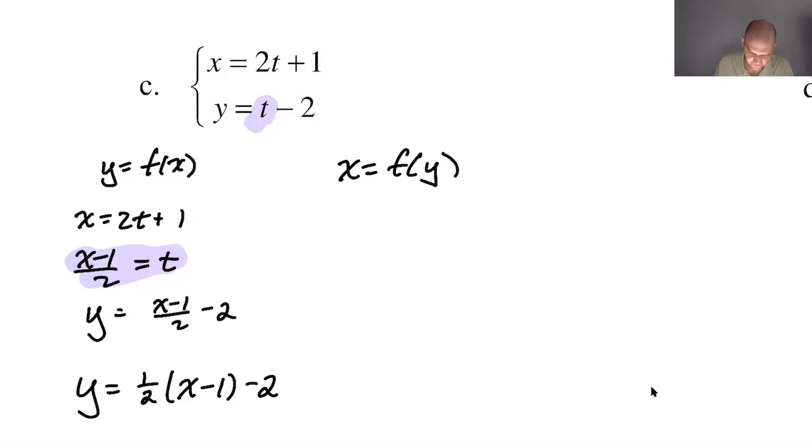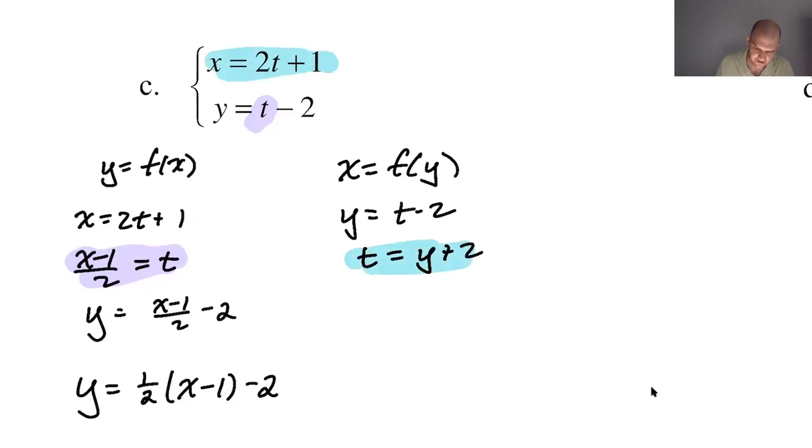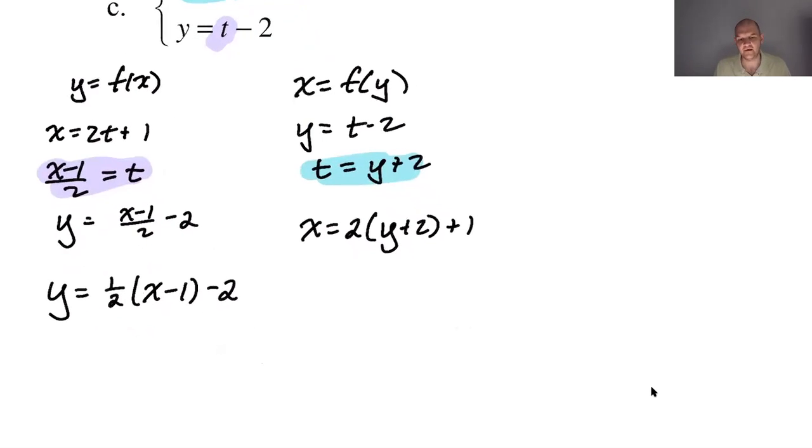If x is a function of y, then we're going to start off with y equals t minus 2. So t is equal to y plus 2. And now we have this and this. So we're going to say x is equal to 2 times the quantity y plus 2, plus 1. All right, so are they the same? Well, they are the same.